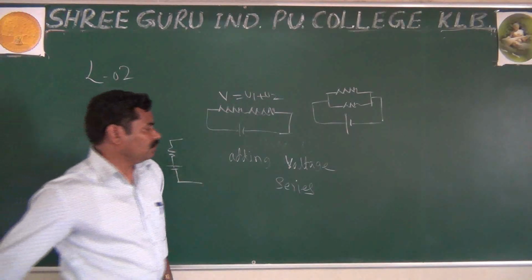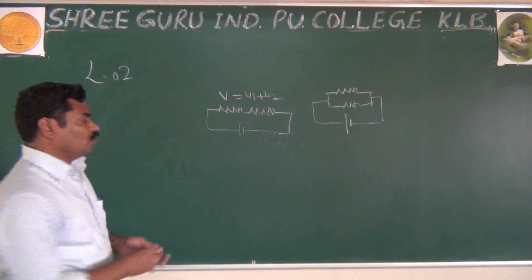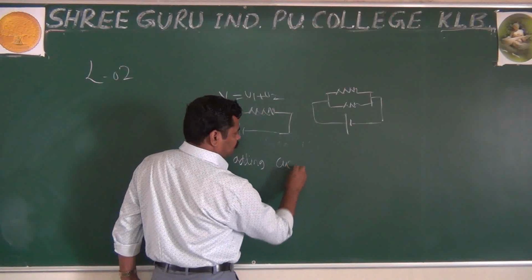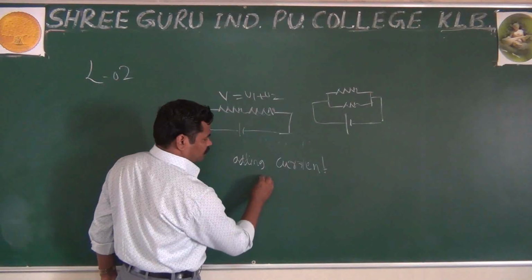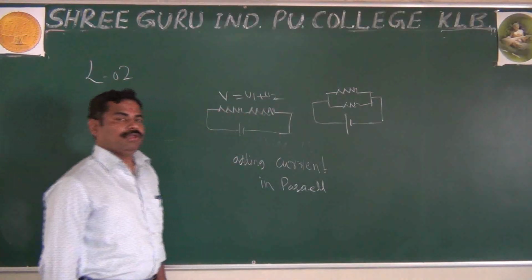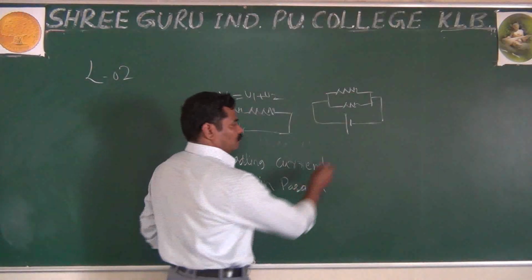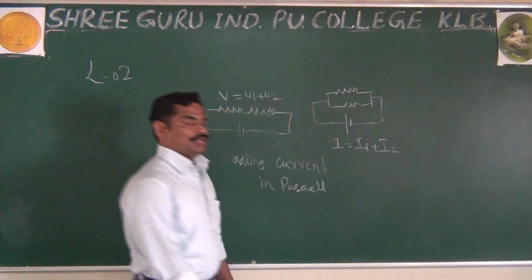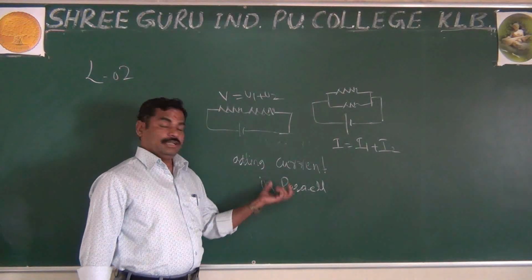In the same way for the current, how are we adding current? That is nothing but in parallel. Why parallel? Because in parallel, I is equal to I1 plus I2. The total current is the sum of the individual currents. It means whenever adding or subtracting current, it is done in parallel.